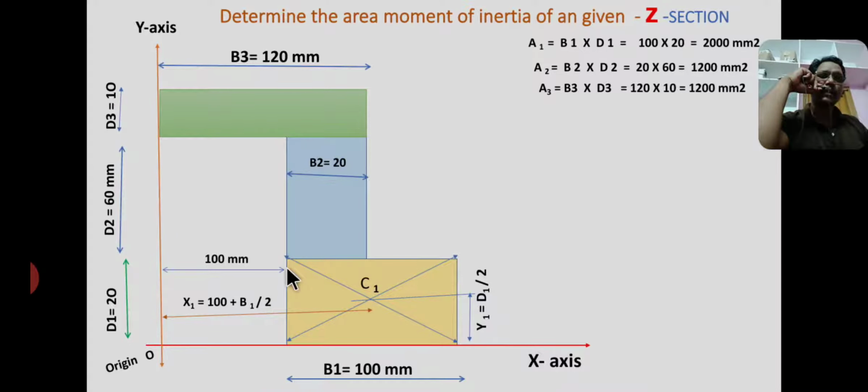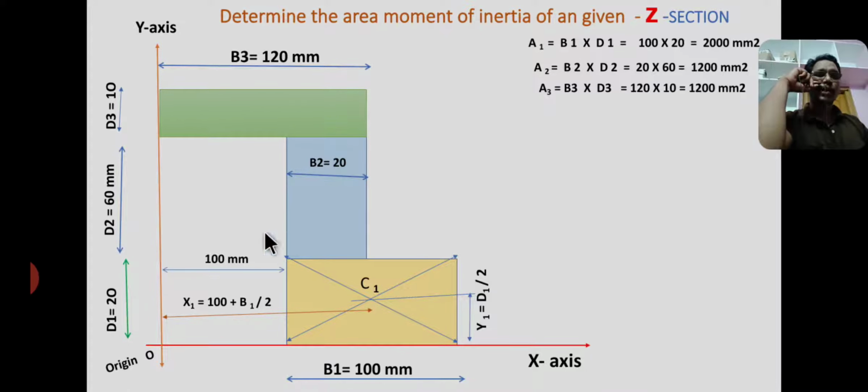Here the gap is 100 mm. Therefore, the value of X1 equal to gap 100 mm plus half of the base. That is gap 100 mm plus B1 by 2. That is 100 plus 50 equal to 150 mm. X1 equal to 150 mm. Similarly, Y1 equal to half of the height, that is D1 by 2. From here to here, the centroid value Y1 equal to D1 by 2 equal to 10 mm.